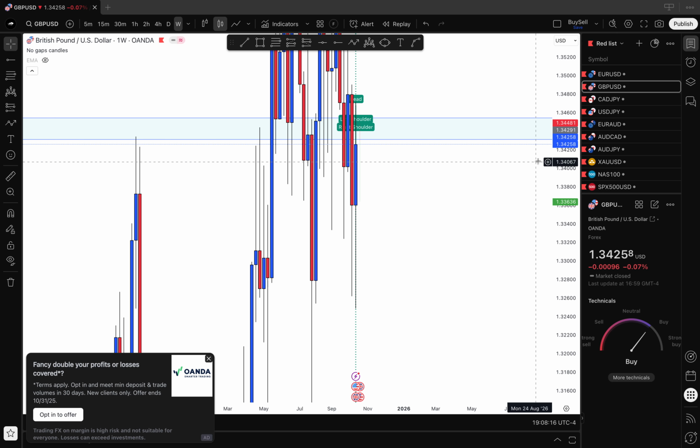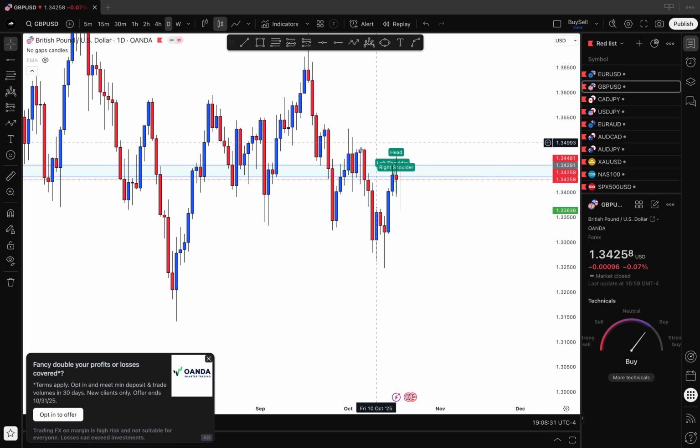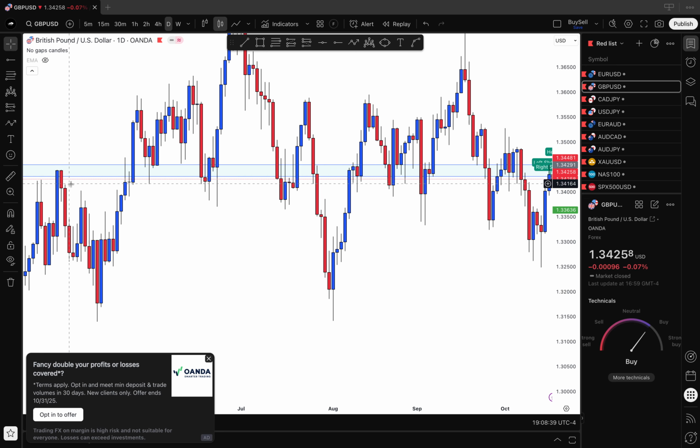Weekly, I don't see any areas of interest. I mean, technically we have one, two, three, kind of where they meet, and that'd be a good area of interest on the weekly, but a stronger one is on the daily, where we have one, two, three, four, five, six, and you can kind of clearly see whenever we're below we're selling, whenever we're above we're buying.